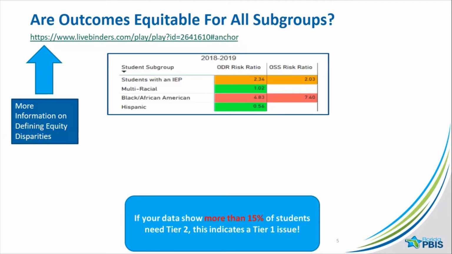Similar if we move over to OSS risk, that risk ratio also gets pretty high there at 7 times more likely, a little bit over. So that's definitely a subgroup that we want to look at, that Tier 1 is not impacting, some health for it possibly.